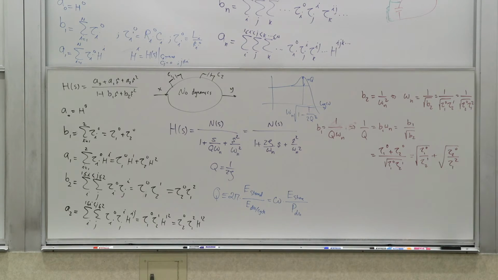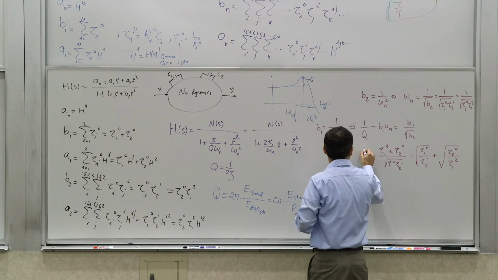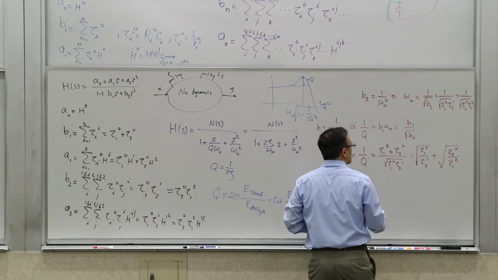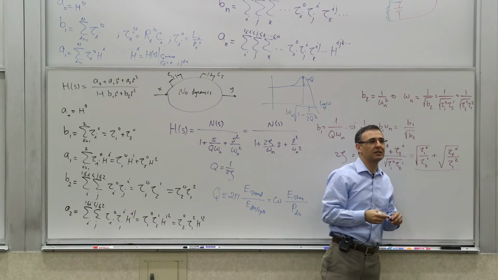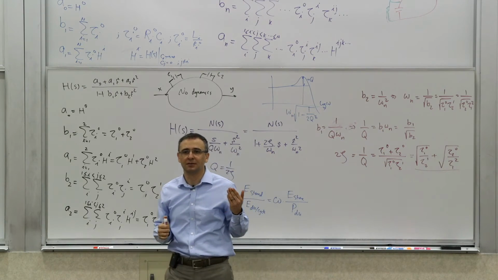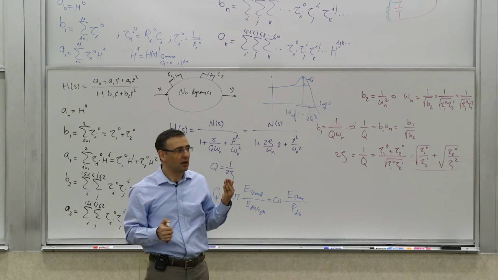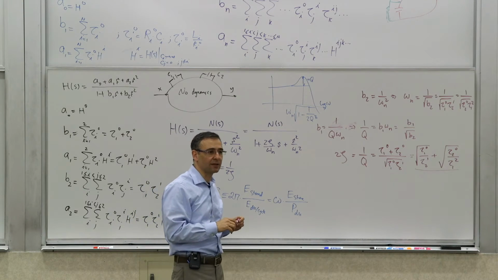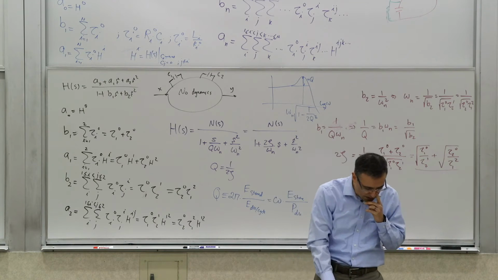So that's essentially 2 zeta. You can write this also as 2 zeta: 1 over Q equals 2 zeta is that. So using these time constants, you can directly calculate and evaluate what the quality factor, the natural frequency, and zeta are.